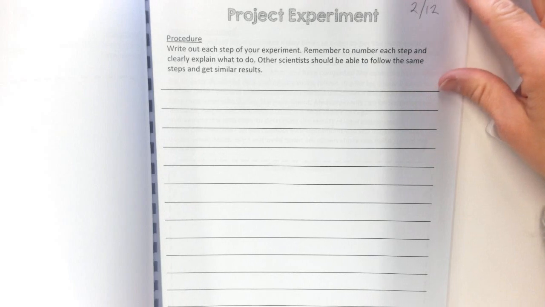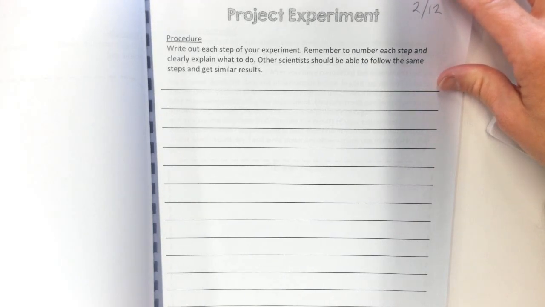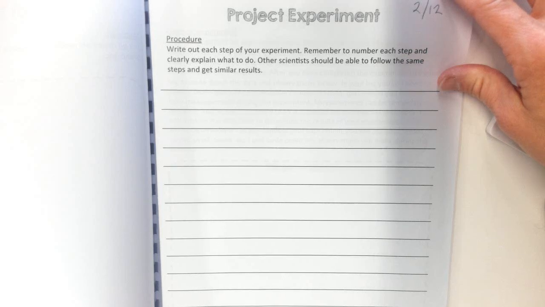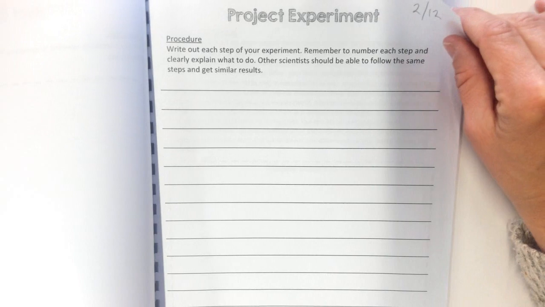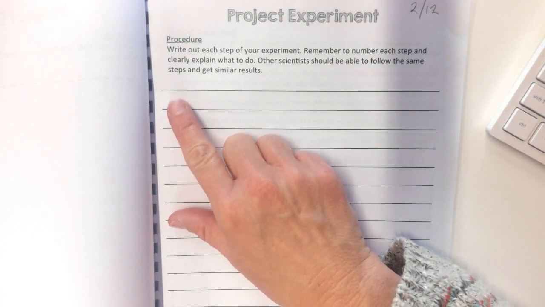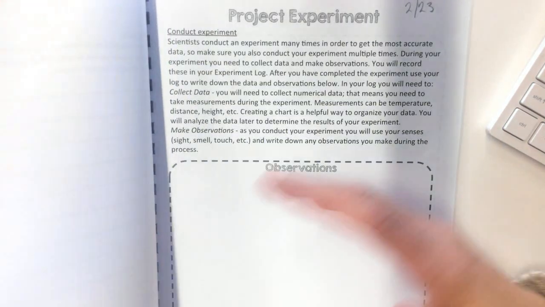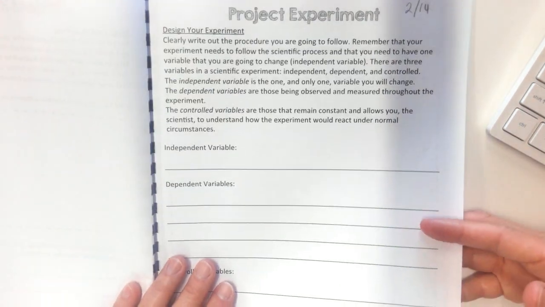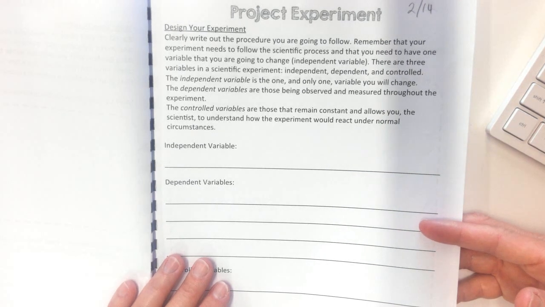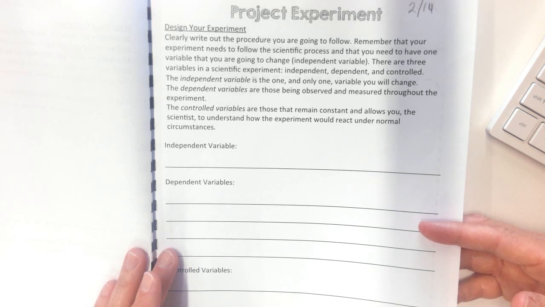All right, now this is the meat of your experiment. This is where you're going to write out the steps, exactly what you are going to do to conduct your experiment. First, second, third, fourth. I would actually number it first, second, third. Don't leave anything out. All right, going back to this experiment. This is going to be due on Wednesday the 14th, and this is where you're going to look at your variables, your independent, your dependent, and your controlled variables.